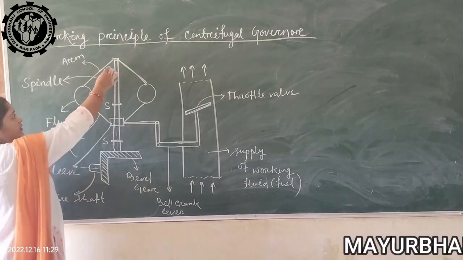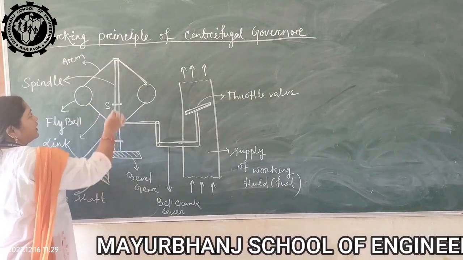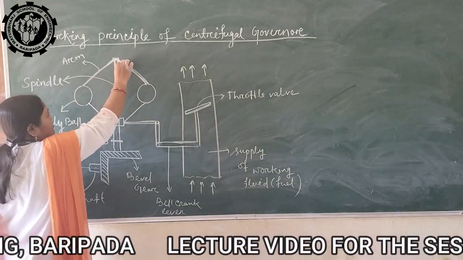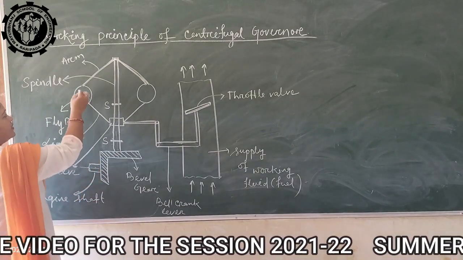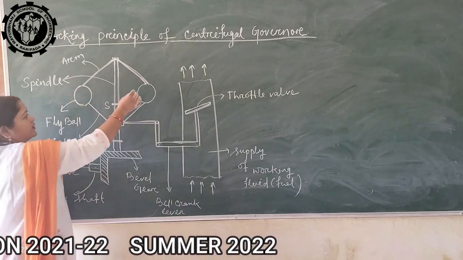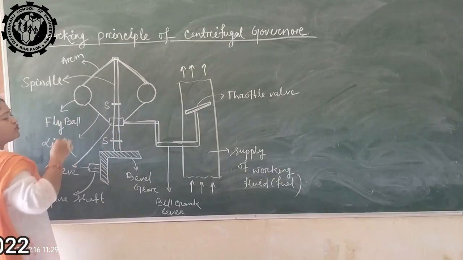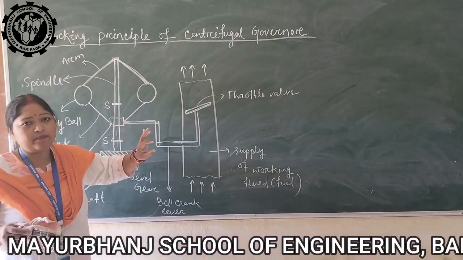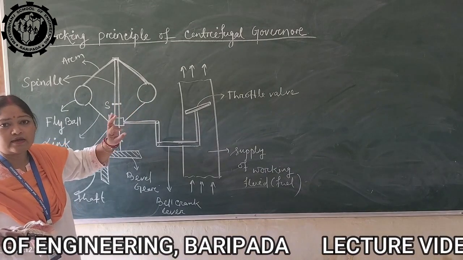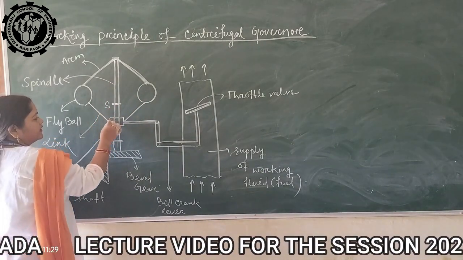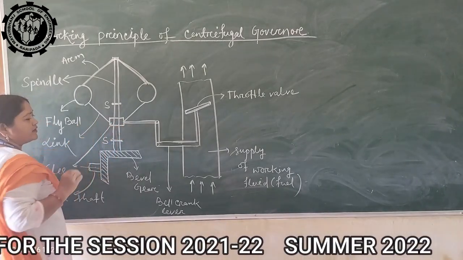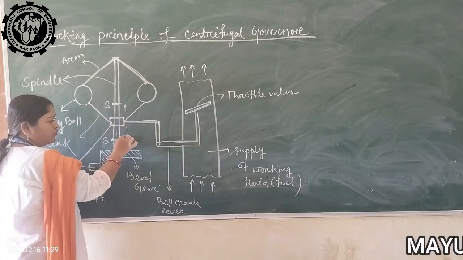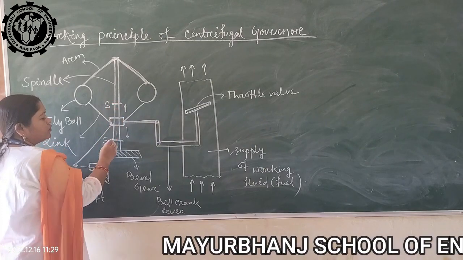Okay, so next, here it is the spindle. At the end, there are two arms. At the end of the arm, there are two fly balls present. The weight of the two fly balls is the same. On the spindle, there is a sleeve. The sleeve can move up. The sleeve can move down, right? In between the two stops.